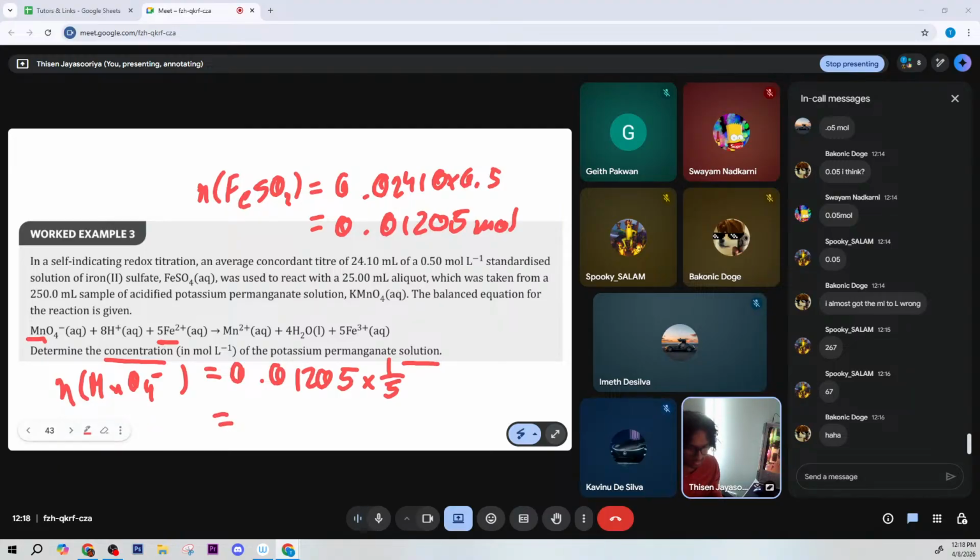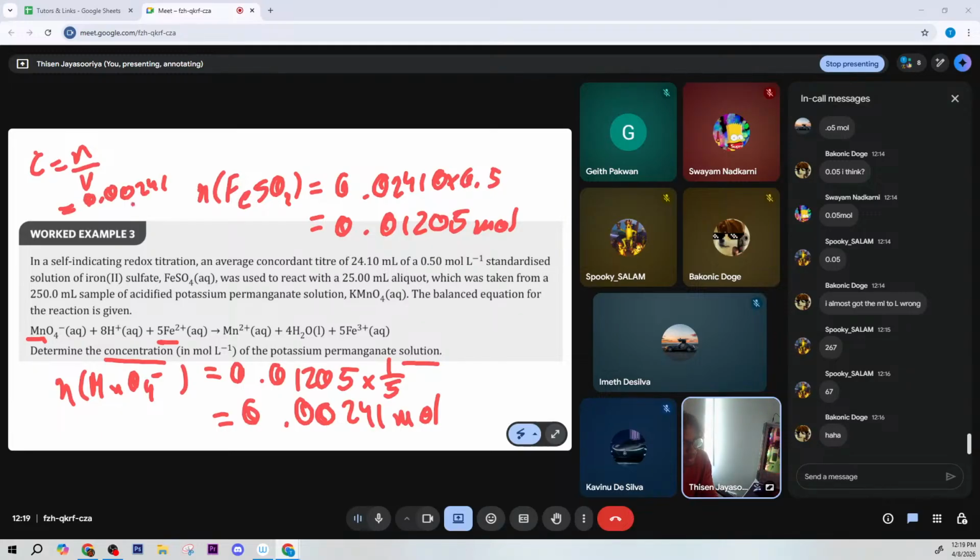So here we get calculator, come back. So we get 0.01205 divided by 5. We get here 0.00241 moles. After this, we can then use our equation, C equals N over V, and we can do 0.00241 divided by 0.025 to find out the concentration of our permanganate solution.